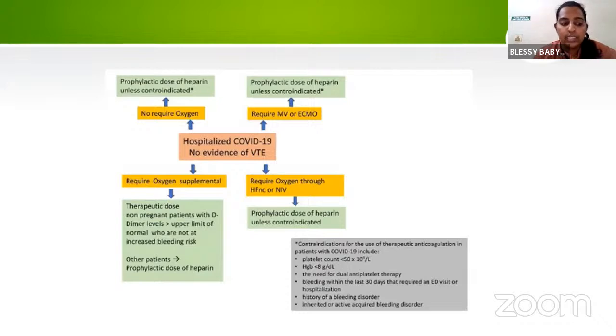The therapeutic dose is given only for non-pregnant patients with D-dimer levels more than the upper limit of the normal, who are not at increased bleeding risk, and unless low molecular weight heparin is contraindicated. Contraindications for the use of therapeutic anticoagulation in COVID-19 patients include platelet count less than 50,000, hemoglobin less than 8 gram per deciliter, and there is a need for dual antiplatelet therapy. And the patients who had bleeding within the last 30 days that required emergency visit or hospitalization, history of any bleeding disorder, inherited or actively acquired bleeding disorder.